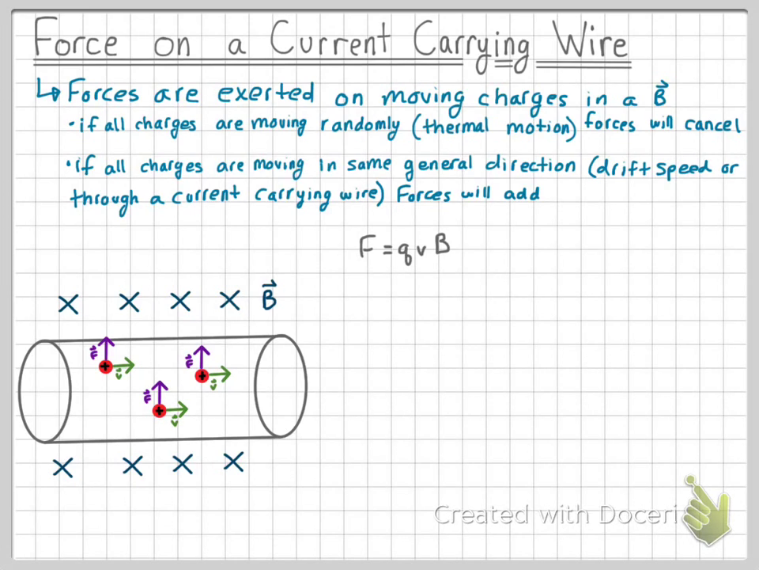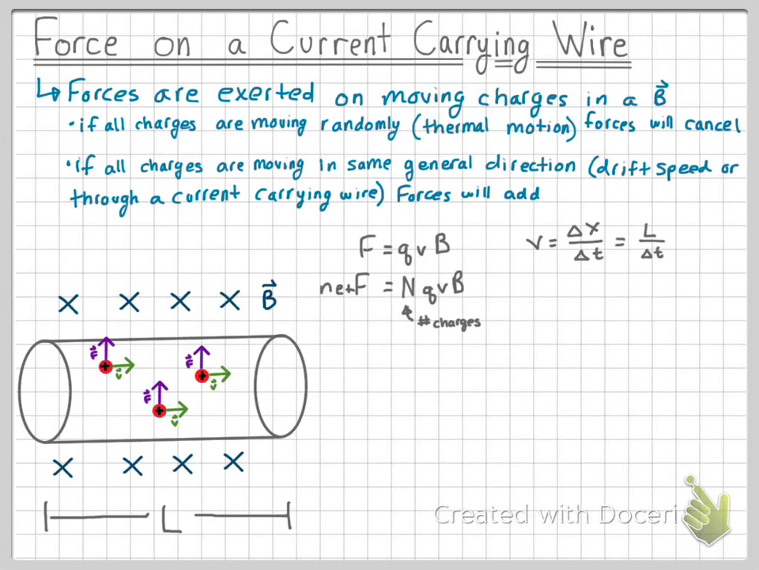First, we know that the force exerted on a single moving charge is equal to QVB. Since there are multiple charges moving on a current-carrying wire, we say that the total force exerted on all the charges is equal to NQVB, where N is the total number of charges. Now, we know the equation for velocity is displacement over time, and if we say that the length of the wire that we are looking at is L, we can expand our velocity equation to include the distance the charge covers to be the length of the wire.